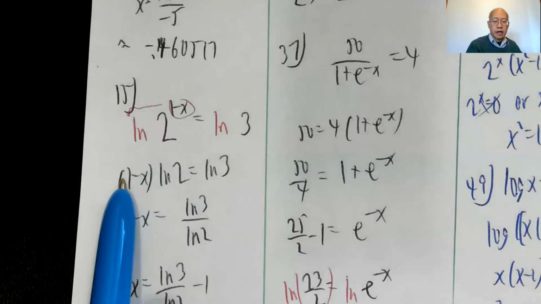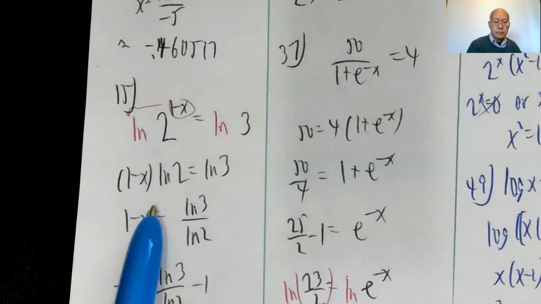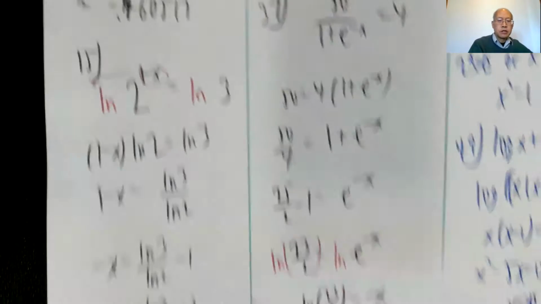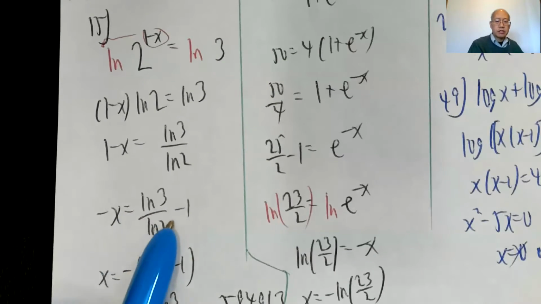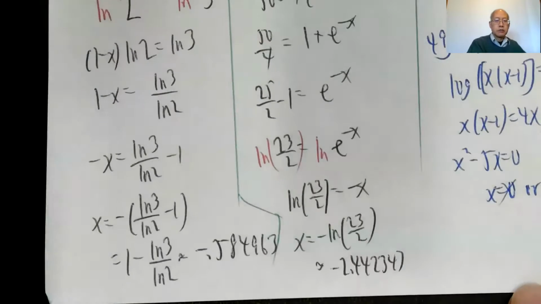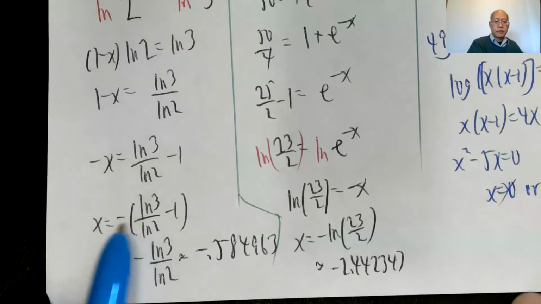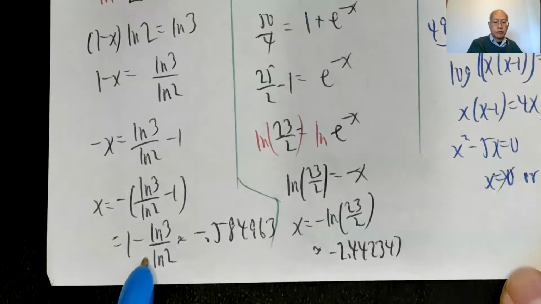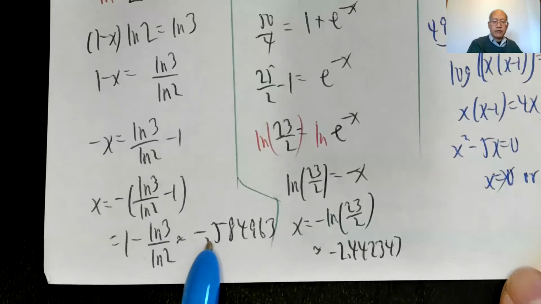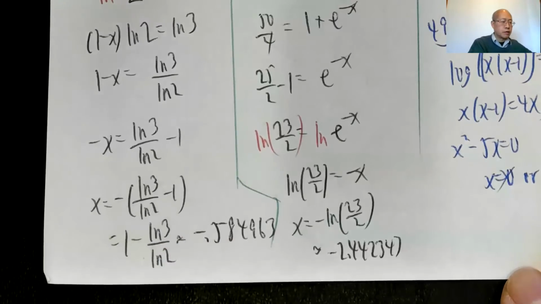Once you have the ln, the 1 minus x comes in front. Divide by ln 2, subtract 1. Negative x is ln 3 over ln 2 minus 1. That's negative x. So multiply both sides by negative 1, and that'll turn this around. So 1 minus natural log of 3 divided by natural log of 2, roughly negative 0.584963. Make sure you can punch that in your calculator.